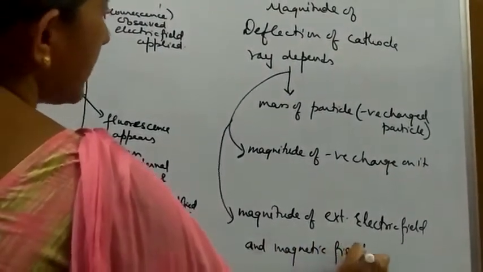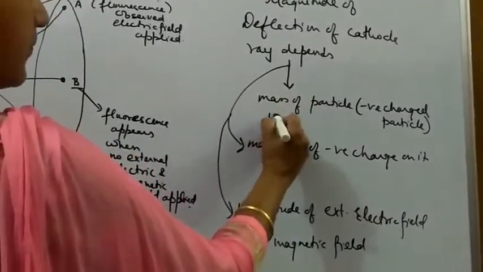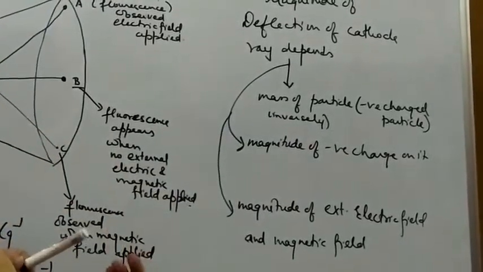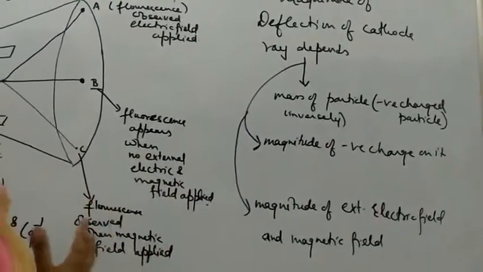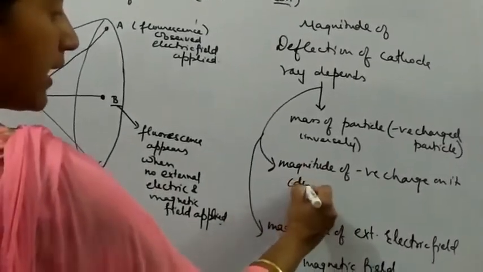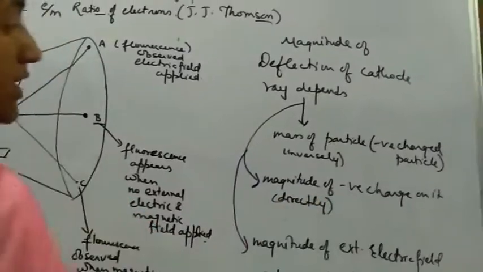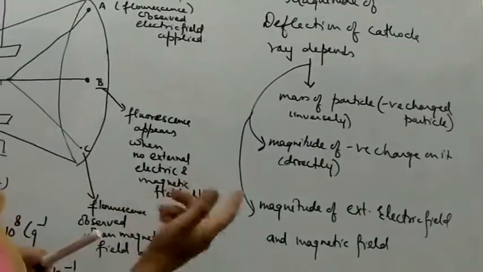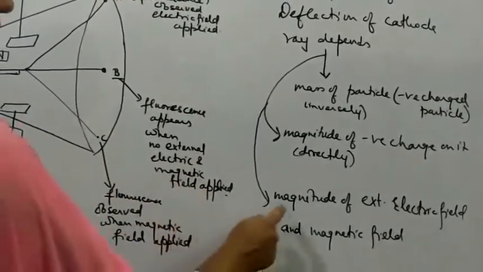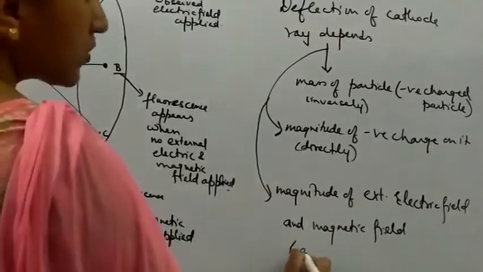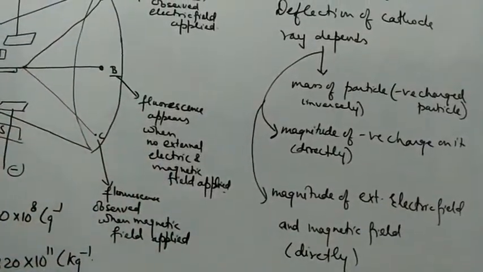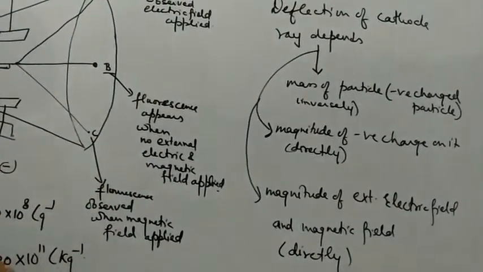So here it is going to depend inversely on mass, right? That means lighter the particle, more will be the deflection, or lesser the mass of the particle, greater will be the deflection. The magnitude of negative charge again depends directly. Greater the magnitude of the negative charge, greater will be its interaction with the magnetic field or electric field. And the magnitude of the external electric field also depends directly. That is, greater the magnitude of the external electric field and magnetic field, the greater will be the deflection shown by the cathode ray.